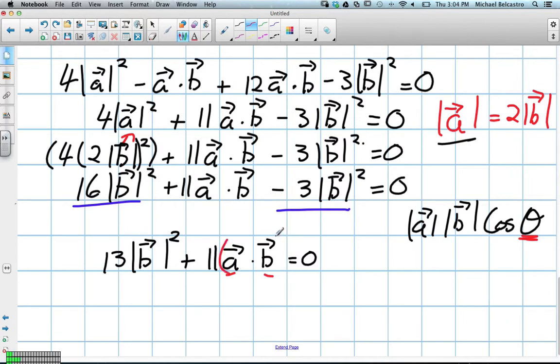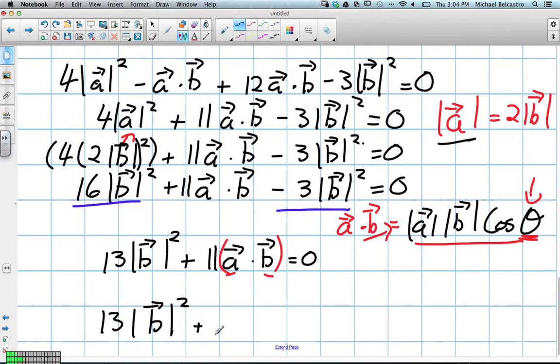So we can replace A dot B with the dot product formula. We know that A dot B, the dot product of A and B, is equal to the magnitude of A times the magnitude of B times cos theta, theta being what we're looking for. So we're going to replace this part of the equation with this formula here. So we then have 13 times the magnitude of B squared plus 11 times magnitude of A, magnitude of B, cos theta equals 0.